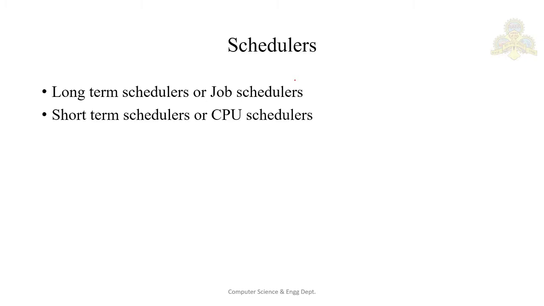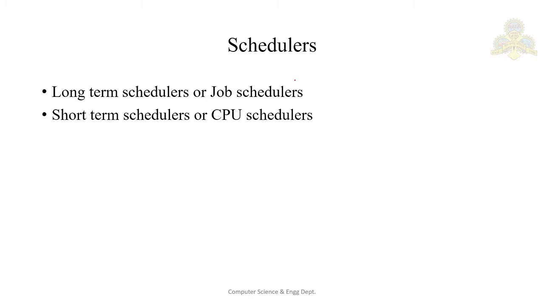So you have two types of schedulers. One is the long-term scheduler or job scheduler. Another one is the short-term scheduler or CPU scheduler. If you have a batch processing system, more processes would be submitted than can be executed immediately. So these processes are spooled to a mass storage device, kept there for later execution.